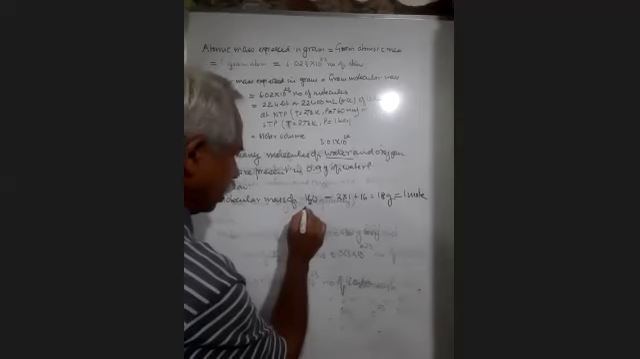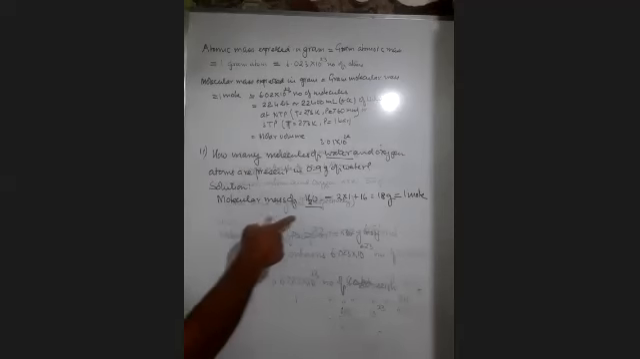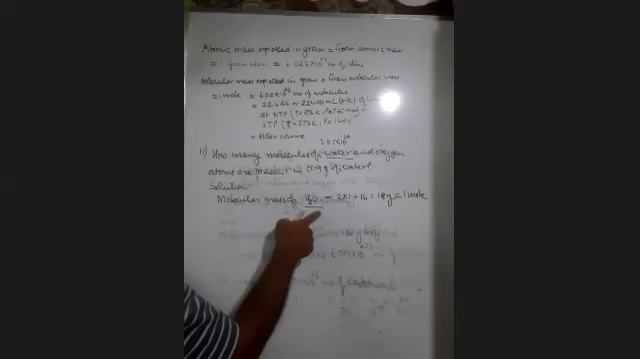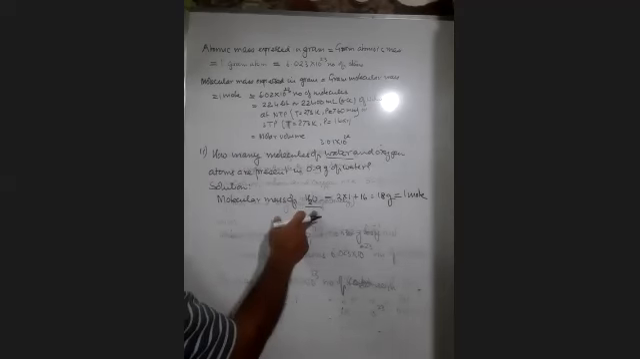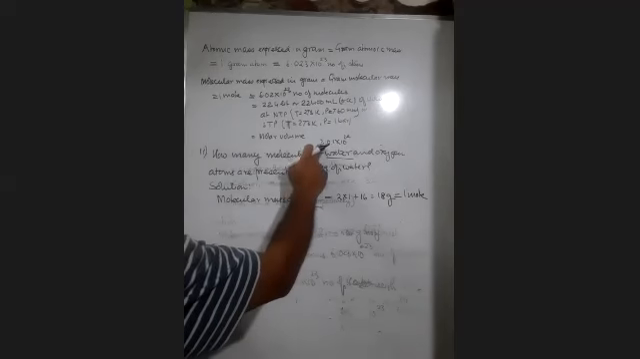Now, how many atoms of oxygen are there? Don't get confused. Because each molecule of water contains only one atom of oxygen, it will be the same. Each molecule of water contains one atom of oxygen. So if this is the number of water molecules, the number of oxygen atoms also will be the same.